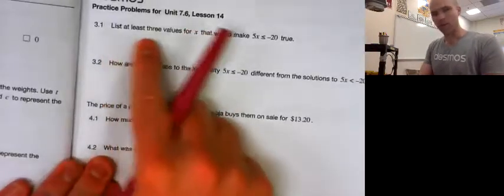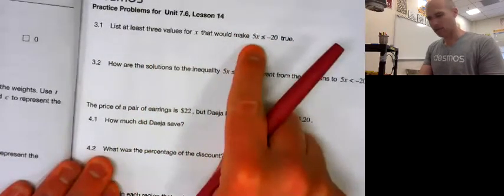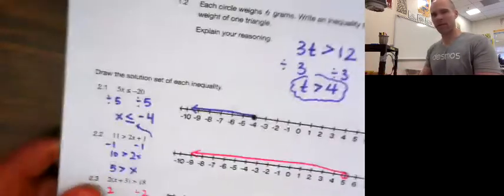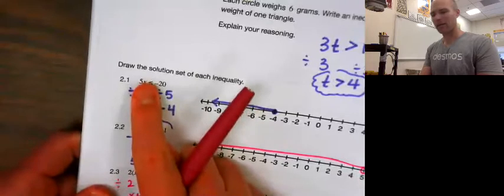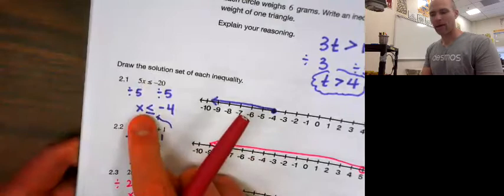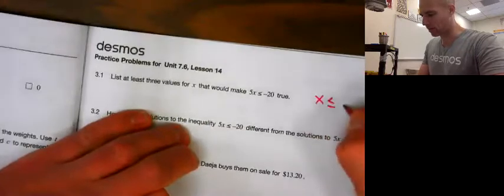List at least 3 values that would make 5x is less than or equal to -20 true. Well, we solved this, right? This is the same question they asked us right here. I divided both sides by 5, and we isolated x. X is supposed to be less than or equal to -4. So I'm going to write that over here. X is less than or equal to -4.